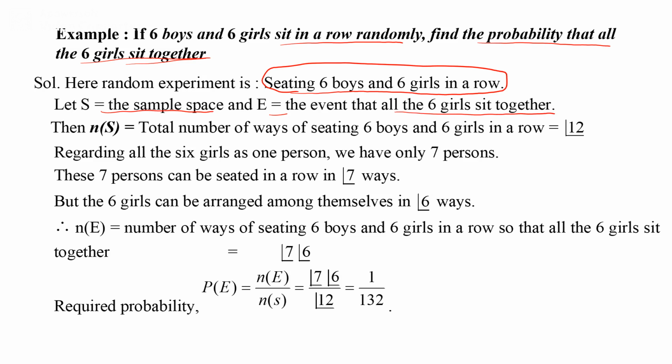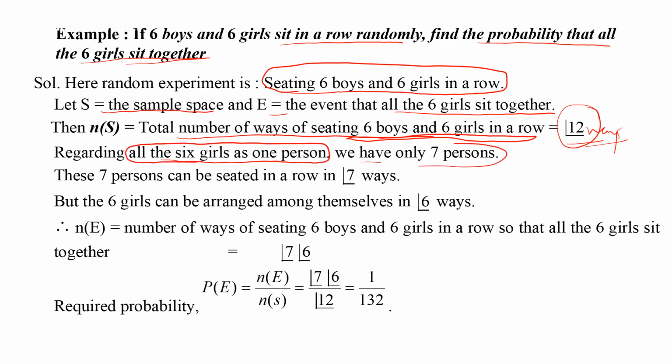The total number of ways of seating 6 boys and 6 girls is factorial 12 ways, because we have 12 people in total. If we consider all 6 girls as one person, how many do we have? Only 7 are there: 6 boys, plus all 6 girls as one person. So the 7 can be seated in a row in how many ways?